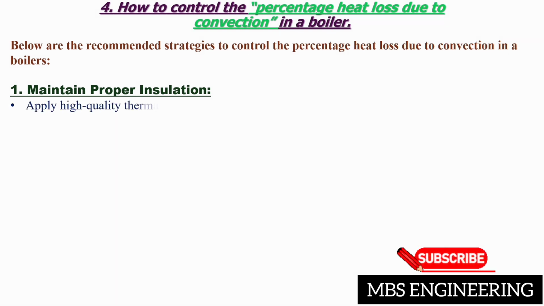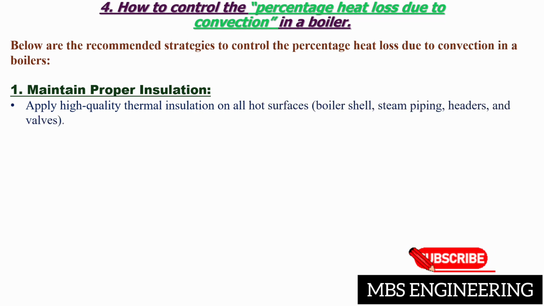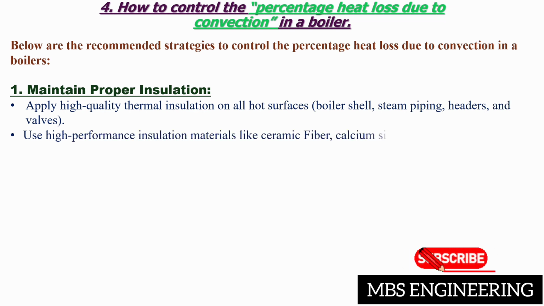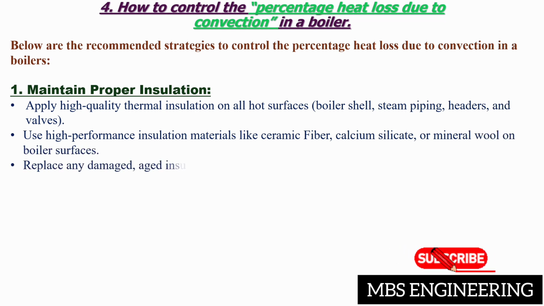Apply high-quality thermal insulation on all hot surfaces: boiler shell, steam piping, headers, and valves. Use high-performance insulation materials like ceramic fiber, calcium silicate, or mineral wool on boiler surfaces. Replace any damaged, aged, or missing insulation during maintenance shutdowns.